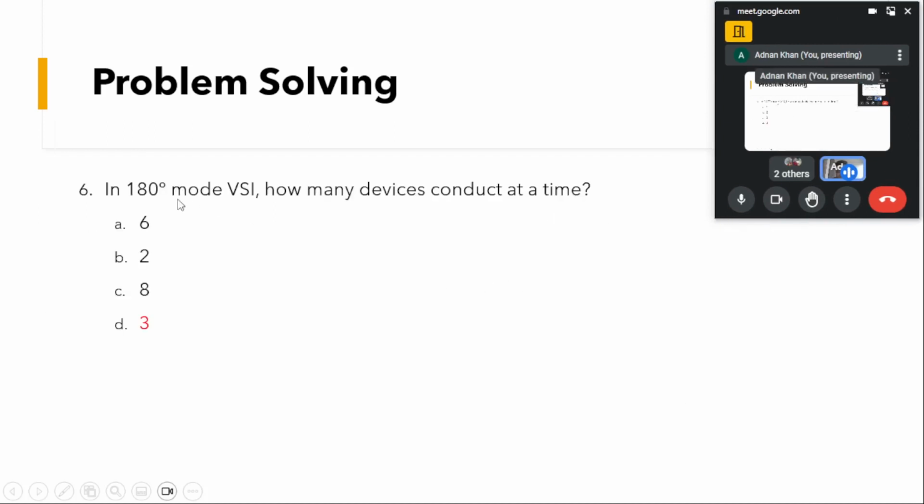So we can say that in 180 degree mode, how many devices conduct at a time, 3 is the correct answer to this question. One of you had thought about 2, that will be in the 120 degree conduction mode, not in the 180 degree conduction mode. In 180 degree conduction mode, it will be 3 devices conducting at a time.